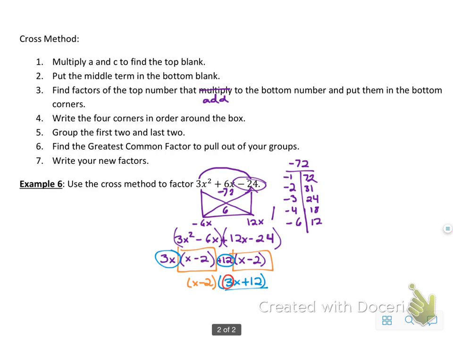There's a 3 in here and a 3 in 12. So we're going to have the 3 out front. We still have the x minus 2. And then if you take a 3 out of 3x, you're left with x. If you take a 3 out of 12, you are left with 4. So that is your factored form. Let's see that again.